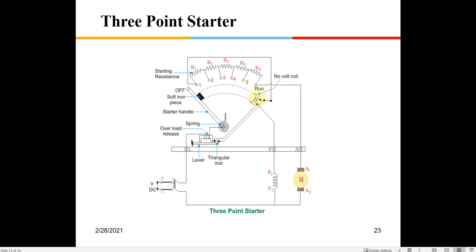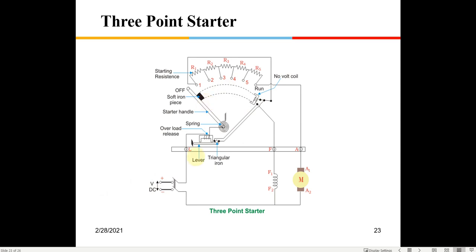So the moment you cut off the supply, this will come back here. It will release because there is a spring attached to this rod. So the natural position of this rod is going to be at this position. Only when this coil is energized, this will come to this position. So that is why it is known as the no voltage coil. The moment you cut off the supply, this will come back here and it will be ready for the next start.